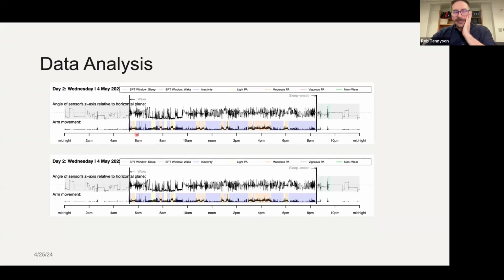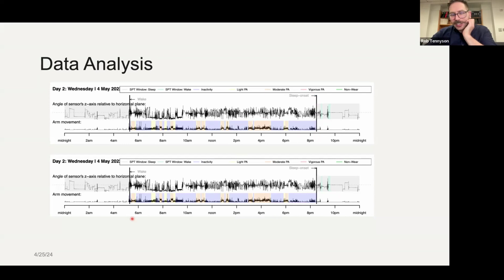These are thresholds that you would set in GGIR before it starts. So looking up here at what these color codes mean, down here the x-axis is time. And then you can see that this gray is when people are sleeping. So this person woke up a little bit before 6 a.m. and then went to bed a little bit after 8 p.m.